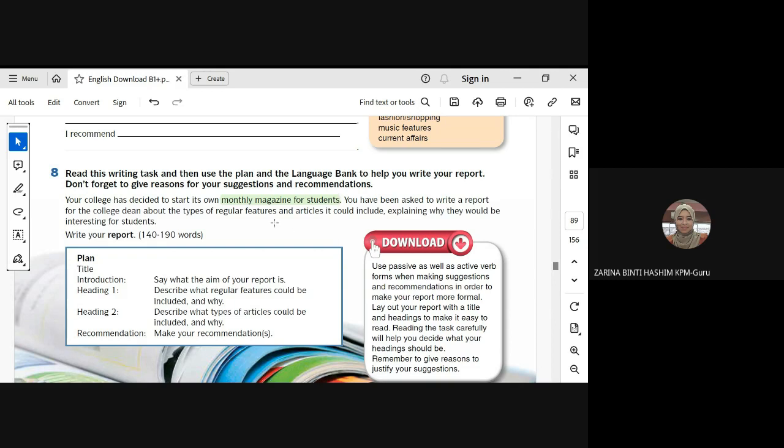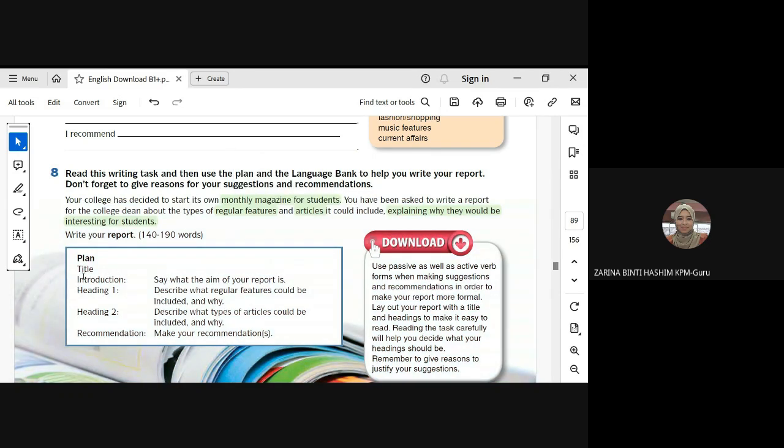Now you have identified the topic. This is where you are going to write for your introduction. Now I want you to identify the question or the main ideas that you have to write. What do you think is the main ideas here for sentence number 2? You have been asked to write a report for the college dean about the types of regular features. So first thing is the types, regular features, and also an article. So these are the two main ideas that you have to identify before you write your report. Explaining why they would be interesting. Then you need to give reason. So when you are asked to explain, you need to provide reason.